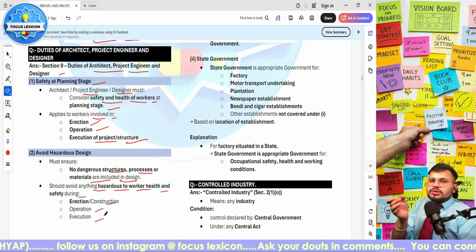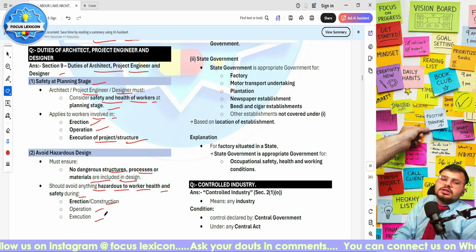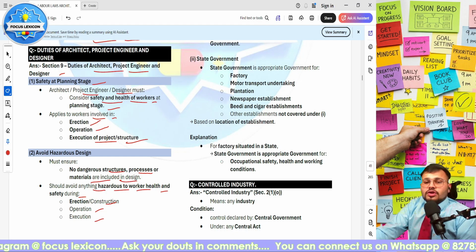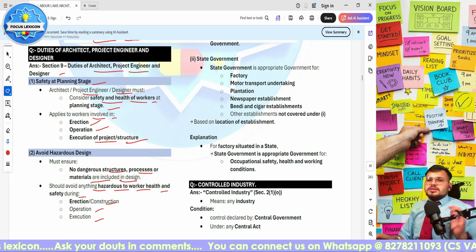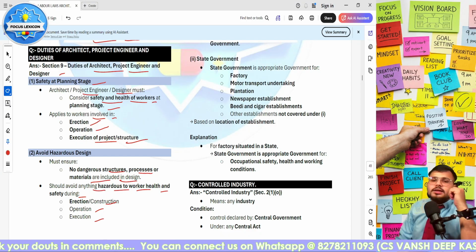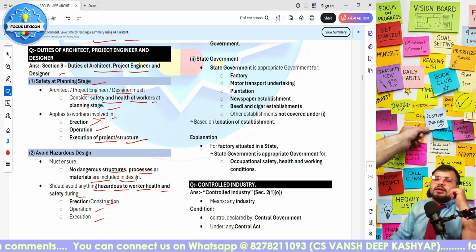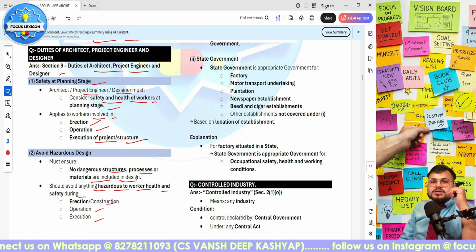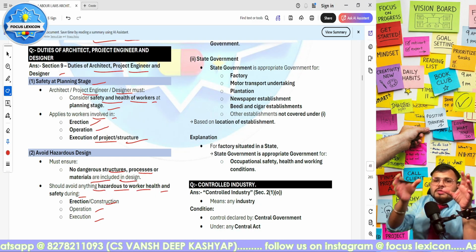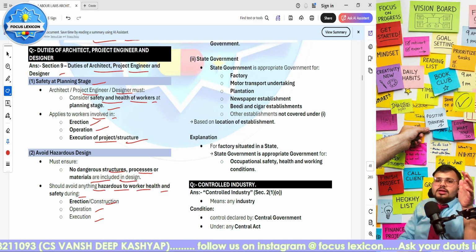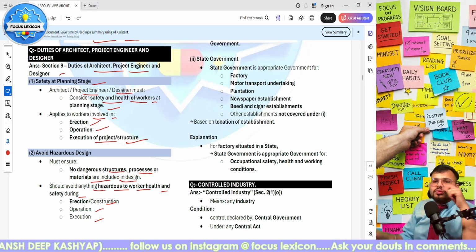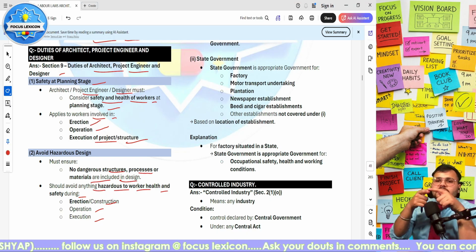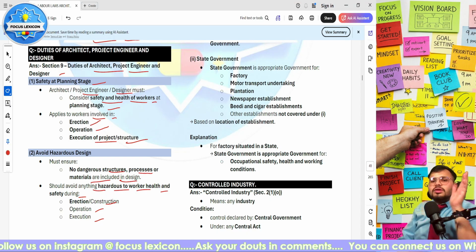Like any person who is an architect, a project engineer or a designer, he should make sure that he is making a design that is not injurious to someone's health. For example, someone is constructing a building, and he instructs that it be made on only 3 pillars, don't use the 4th pillar, make it stand on 3 pillars only, use some angles there. Using those angles will cause a risk. So he should make sure of that.